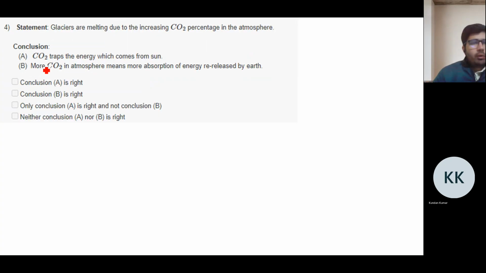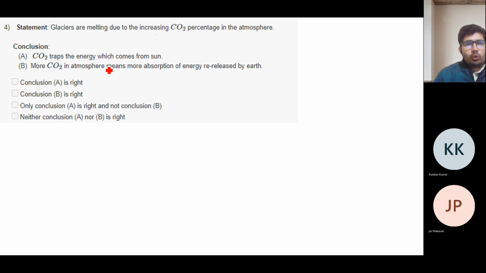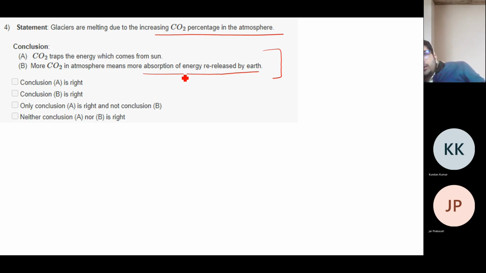Again, question number 4: we have a statement, glaciers are melting due to increasing CO2 percentage in the atmosphere, and we have two conclusions. CO2 traps the energy which comes from the sun. More CO2 in the atmosphere means more absorption of energy released by earth. So just try in 1 minute and tell me the answer.